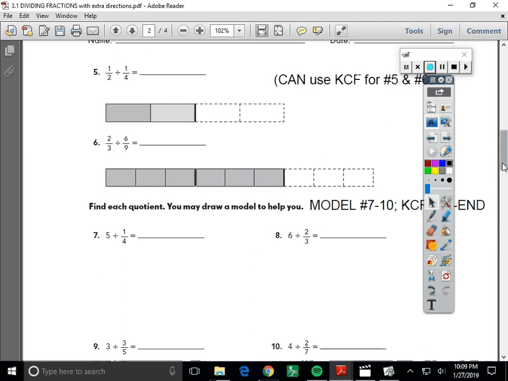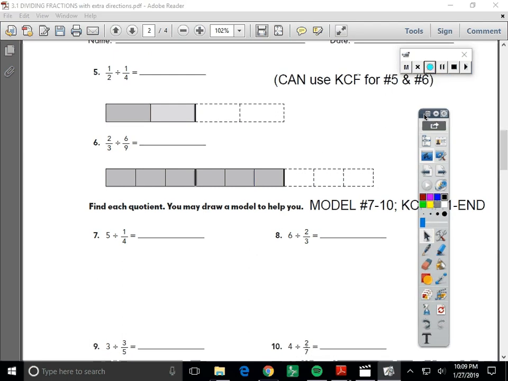On page 2, I gave the students their option. I said, for number 5 and 6, you may want to use KCF, also known as keep, change, flip. Or you might want to try the model. Either one should work. Now the models I just think get more complex because if you notice, we don't have a whole number to start.